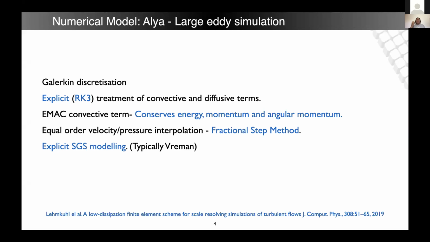So our LES simulation is based on a model that tries to conserve energy. So we use a simple Galerkin discretization in finite elements with a Runge-Kutta discretization in time. For the convective term, we use an EMAC form that conserves not only energy, but also momentum and angular momentum. This is a very recent work, less than 5 or 6 years. And then to use equal order interpolation for both velocity and pressure, we resort to a non-incremental fractional step method. And finally, we couple all of this with an explicit subgrid scale model. The one that we prefer most is the Vreman model, but we also have others such as WALE, Smagorinsky, and whatever.